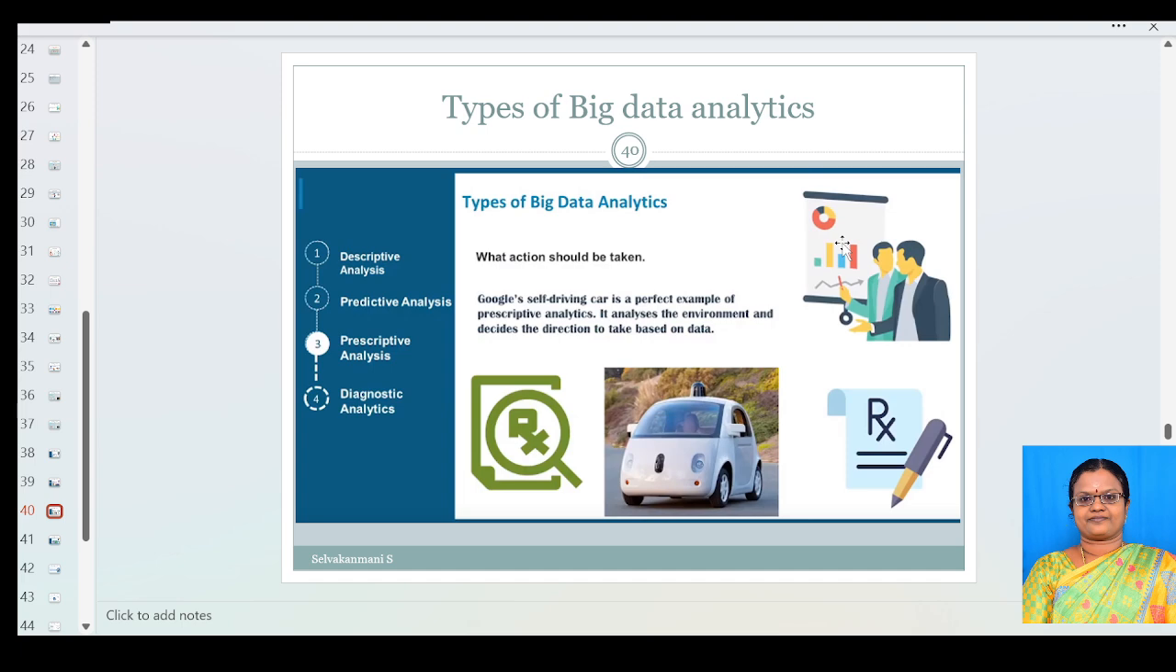The third one is prescriptive analysis. It will tell you what action should be taken. For example, the Google self-driving car is a perfect example of prescriptive analytics. It analyzes the environment and decides the direction to take based on the data.